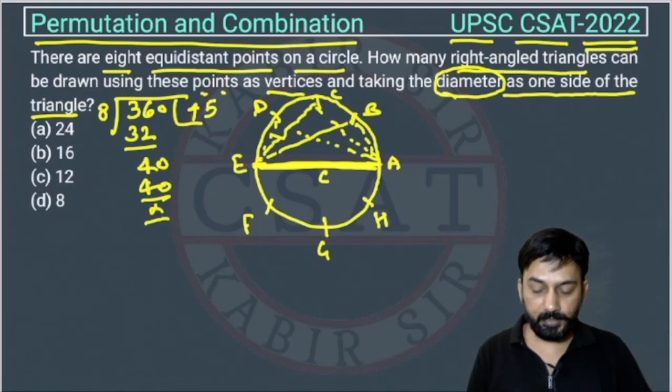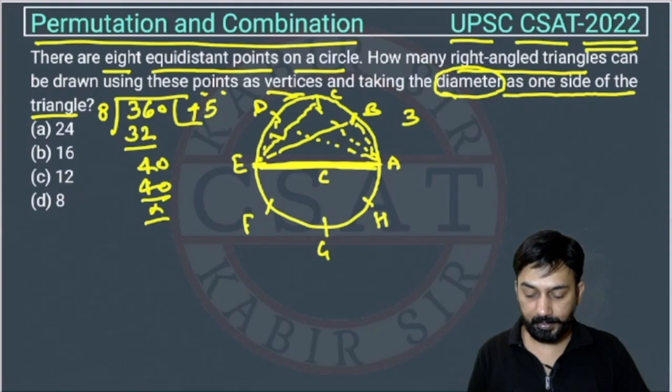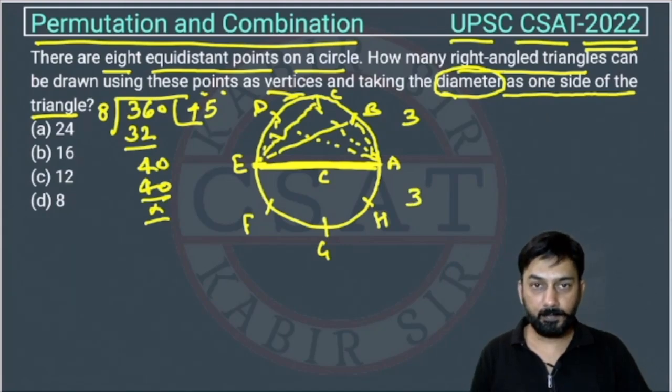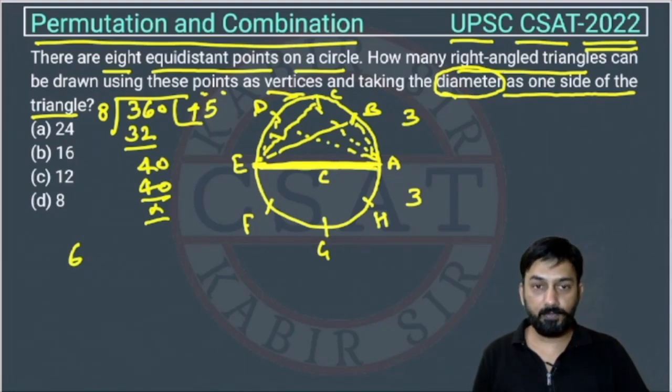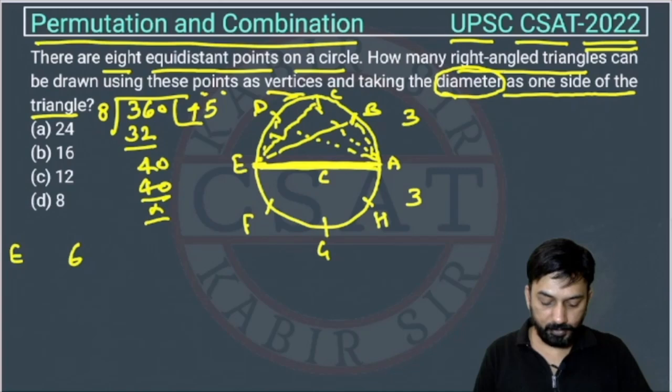So we have 3 points here and 3 points here. With these 3 points we can draw 3 right angle triangles this side and 3 right angle triangles this side. So how many right angle triangles do we have? 6, if we are using EA as diameter. So now we will check this. We got 6 with EA as diameter.